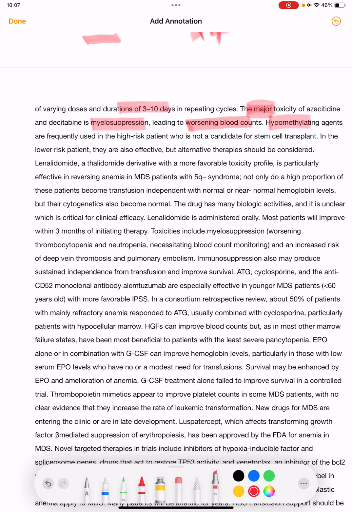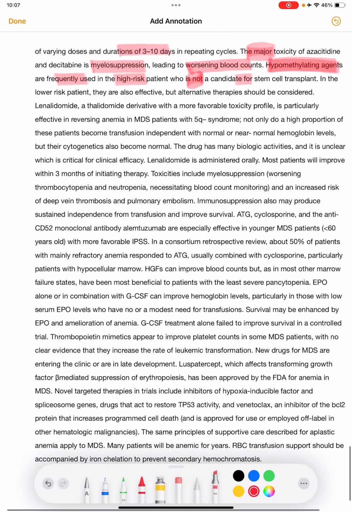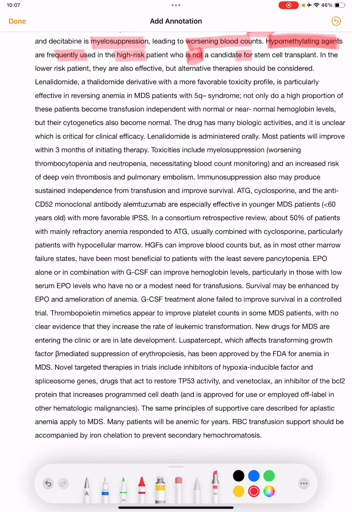Hypomethylating agents are frequently used in the high risk patient who is not a candidate for stem cell transplant. In lower risk patients, they are also effective, but alternative therapies should be considered.